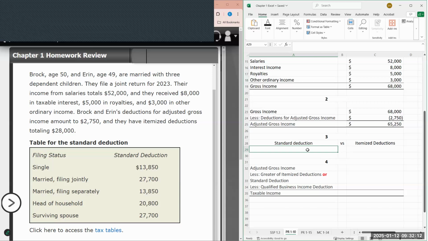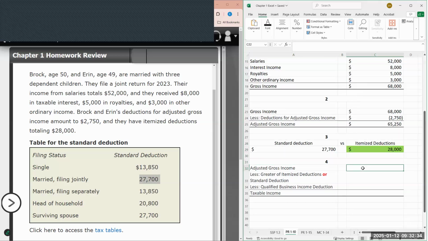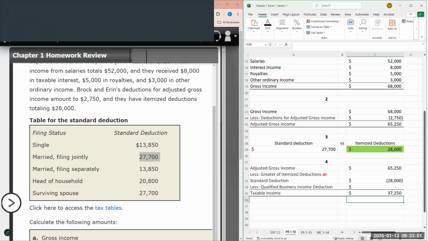And now we have to determine between the standard deduction or the itemized deduction. So the standard deduction for married filing joint would be 27,700 versus the itemized deductions, which the problem lets us know is 28,000. And as we've seen in a previous problem, we take the greater of the two. 28,000 is greater than 27,700. So therefore, we copy our adjusted gross income, which we calculated previously. We take the greater of itemized deductions or standard deduction. In this case, it is the itemized deductions of 28,000. There's no qualified business income. So therefore, the taxable income for Brock and Erin is $37,250.